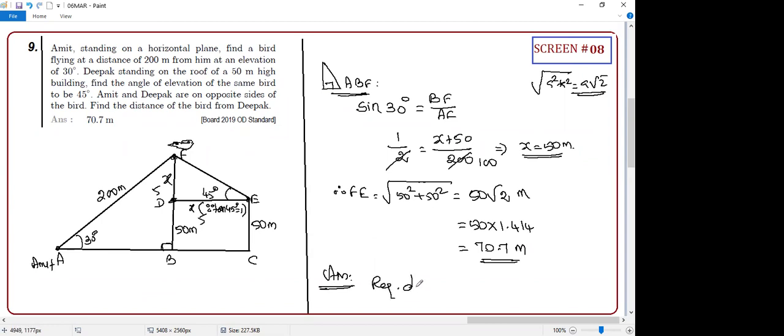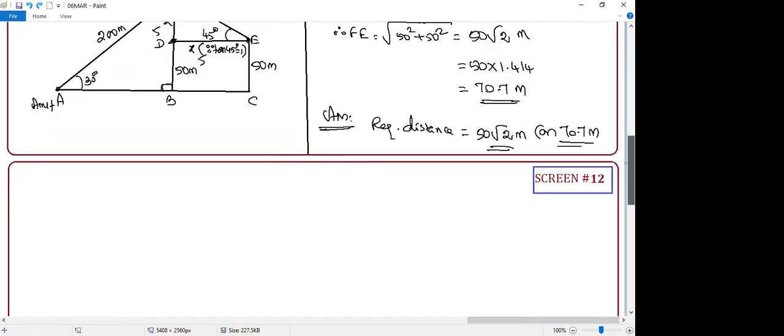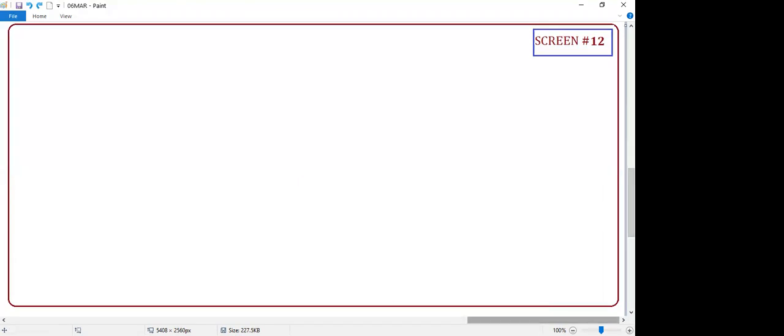So you will say required distance. You can say distance from the particular person. Instead of that, you can say required distance 70.7 meter. Sir, shall I write 50 root 2? Yes, you can write, no problem. In that case, because we don't know how the key is given, 50 root 2 meter or 70.7 meter. Why? Because sometimes the key may show this, or the key may show that. So you are giving opportunity to get marks for both. Are you clear, everyone? Yes, sir.